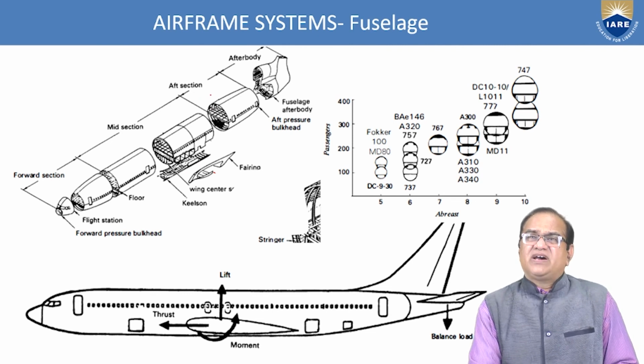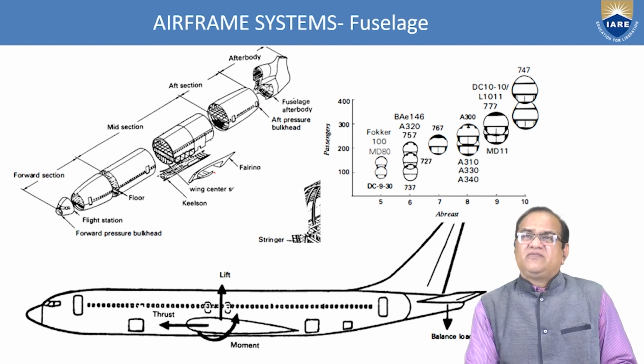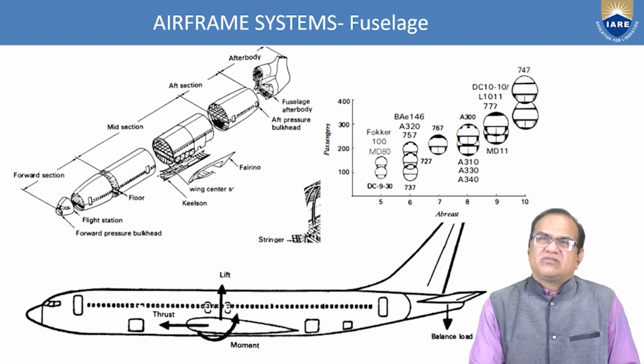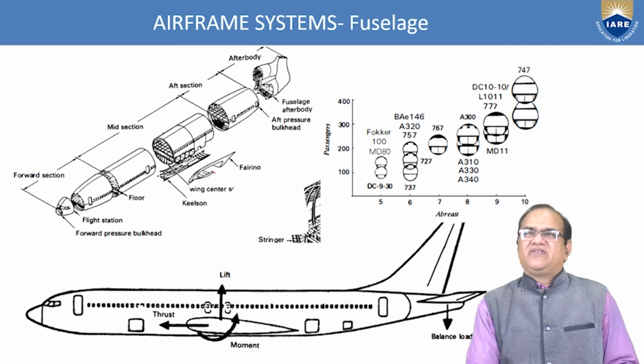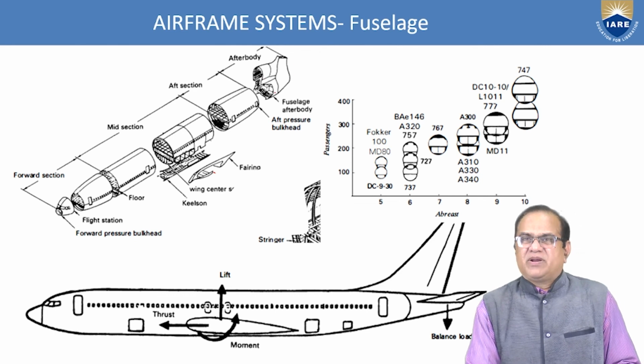This is the aft portion. Here we have the aft pressure bulkhead, then the fuselage after body. In this after body, the horizontal stabilizer, vertical stabilizer, radar and elevators are fixed, and they are used for this purpose.